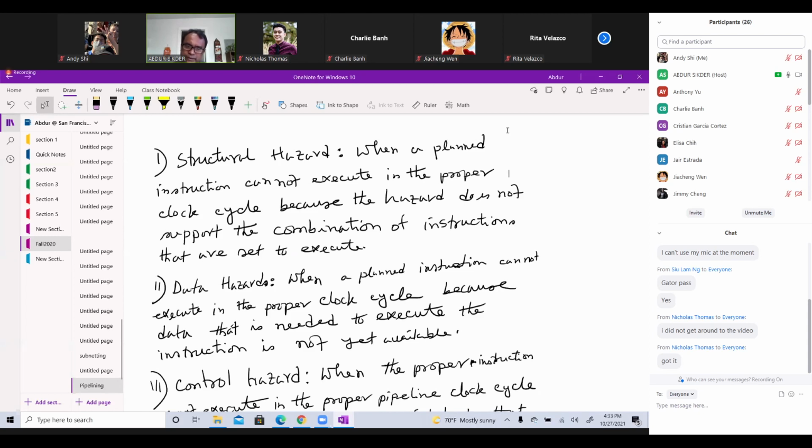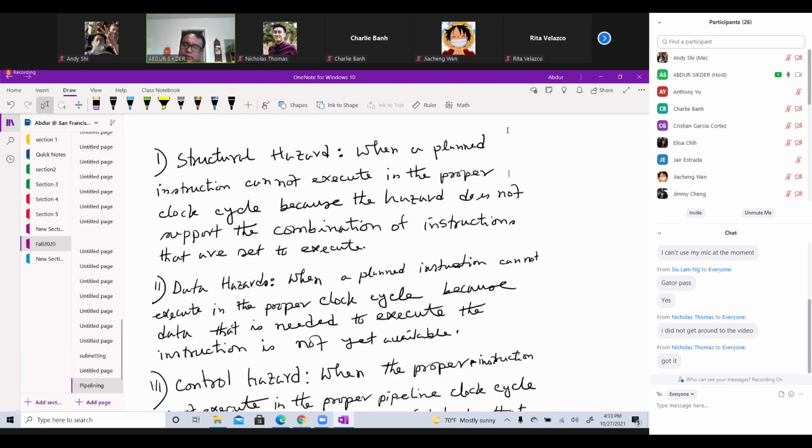Structural hazard, data hazard, control hazard. And what is structural hazard? When a planned instruction cannot execute in the proper clock cycle because the hardware does not support the combination of instructions that are set to execute. So that's the structural hazard.